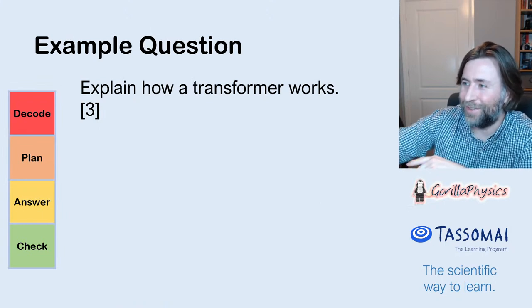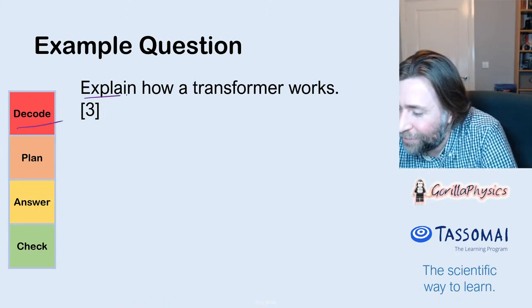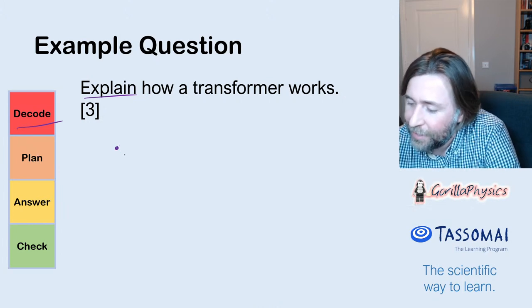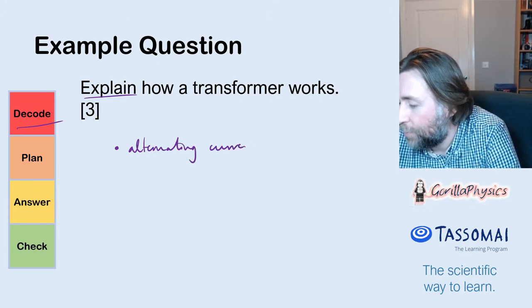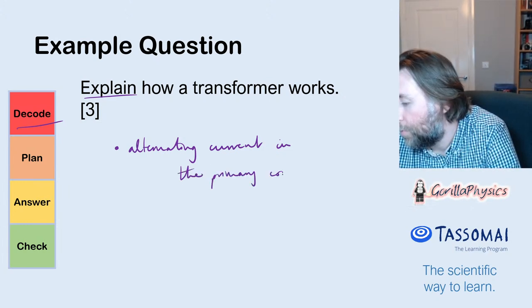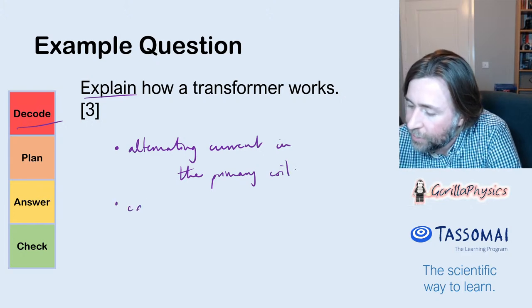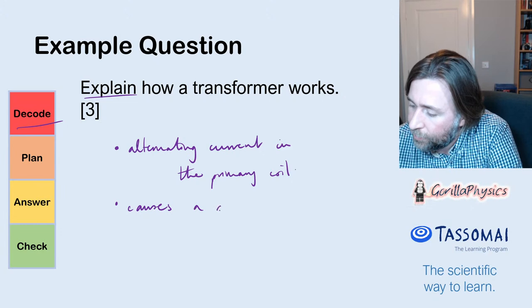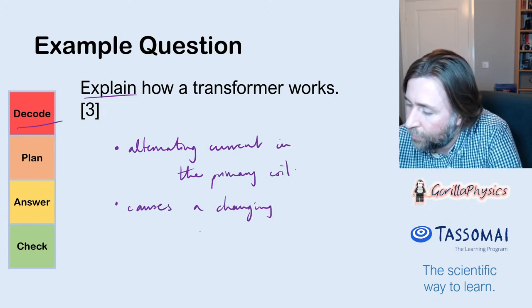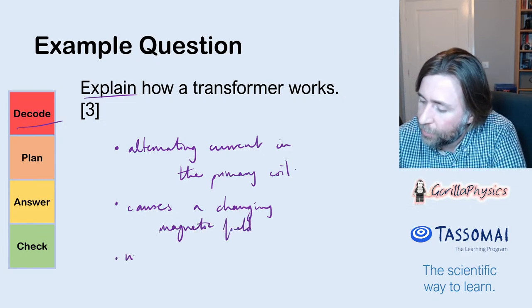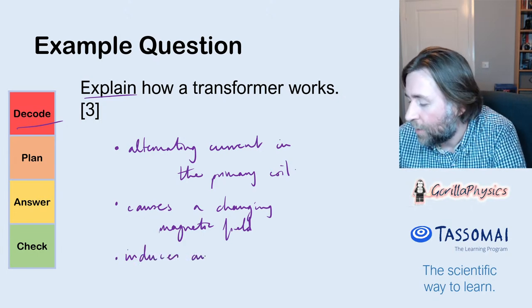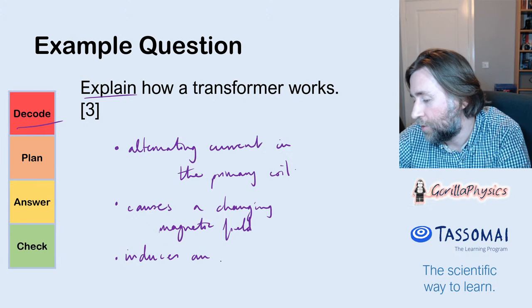So explain how a transformer works then. What are the key things we need to do? Just asked to explain, we'll just think, bring up that idea. There is an alternating current in the primary coil that causes a changing magnetic field which induces an alternating PD. You can incidentally say alternating current at GCSE, but it really should be an alternating PD on the secondary coil.